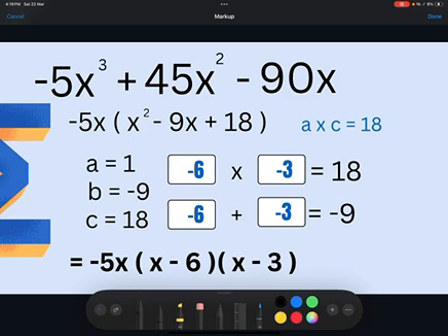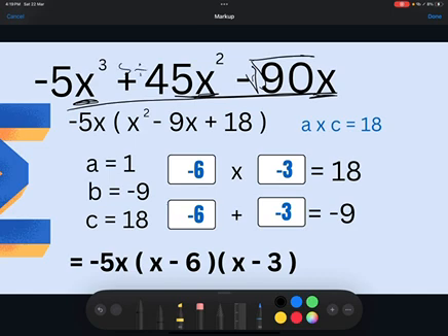So in multi-step factoring, we find the common factor between all three terms here. So they all have x, and they all can be divided by 5. So we can divide this by 5, and we can divide this by 5, and we can divide this by 5. So we bring the common factor out, which is minus 5x, and we're left with x squared minus 9x plus 18.